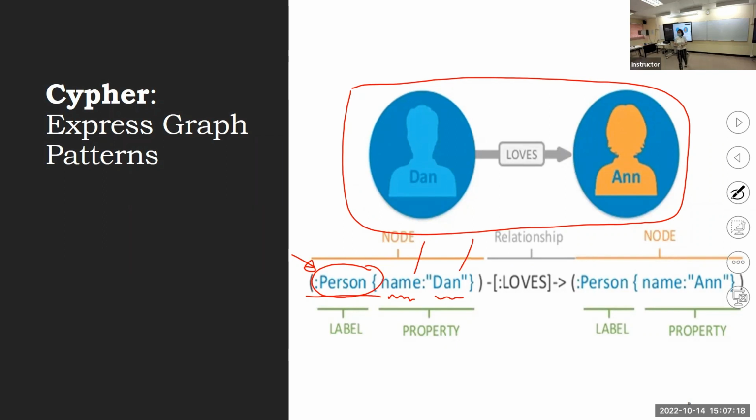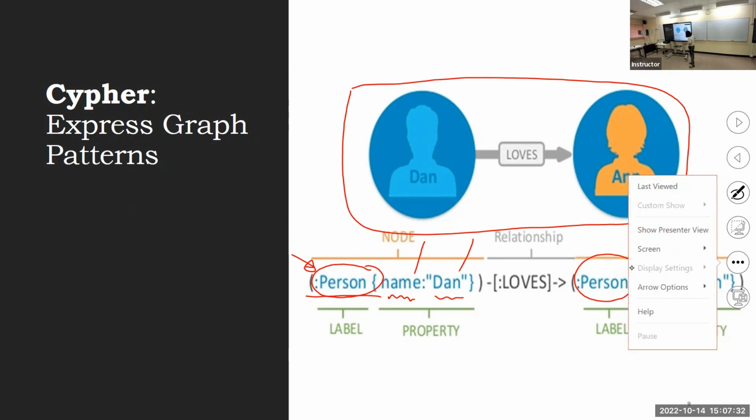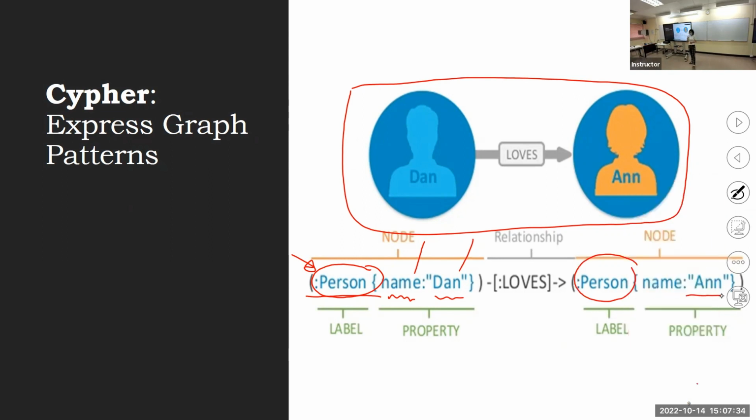Of course, there can be many nodes with the name Dan. This is not a unique name, right? Many people could share the same name. And we might be interested in another person node whose name is Anne. And these two nodes have relationships with the label love. So this is a clause that represents this pattern, and this is a part of the graph pattern that we can express using Cypher.